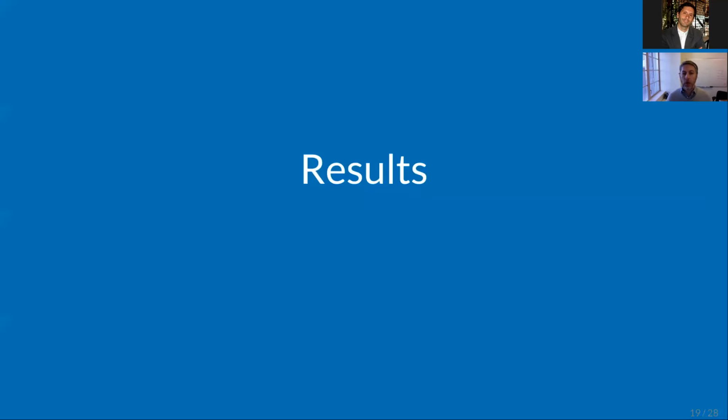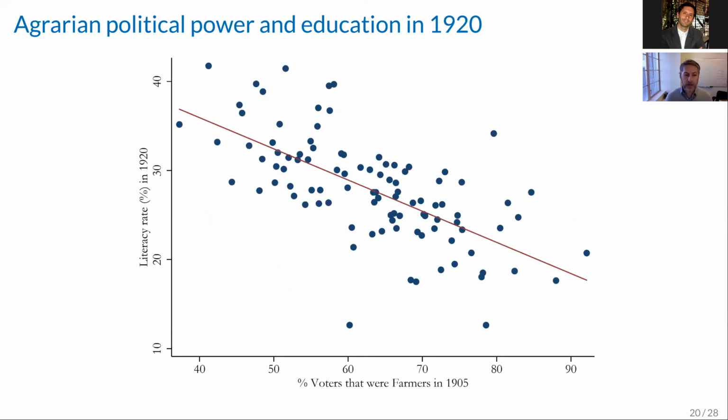Okay, all right, so let me then start showing the results. First, let me show you the result in the graph. So this is a graph where we control for some characteristics. And I'm showing you the relationship between literacy rate in 1920, and voters that were farmers in 1905, right?